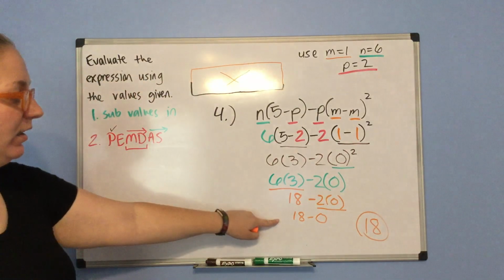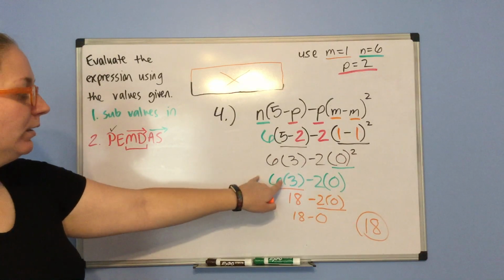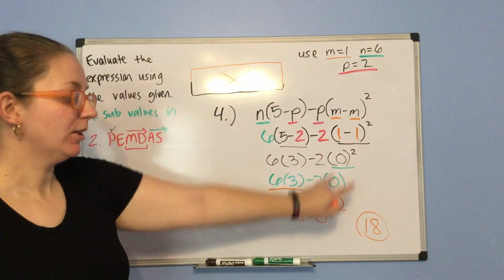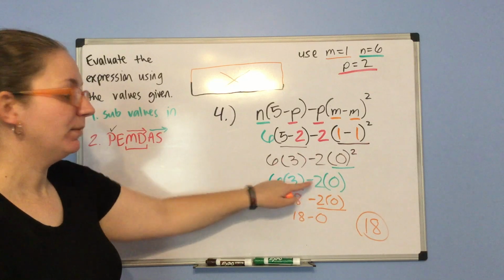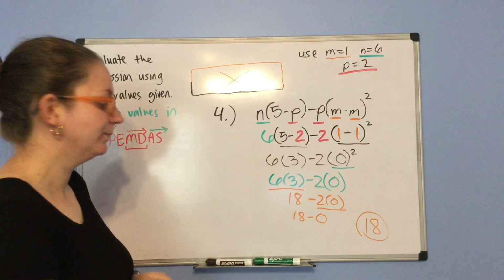You could jump from here to here, that would be perfectly fine. You would be allowed to do both of those multiplications at the same time because they're separated out with a minus sign in between them.